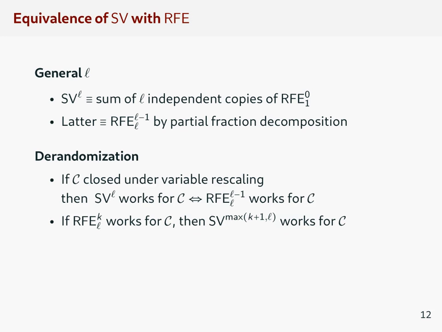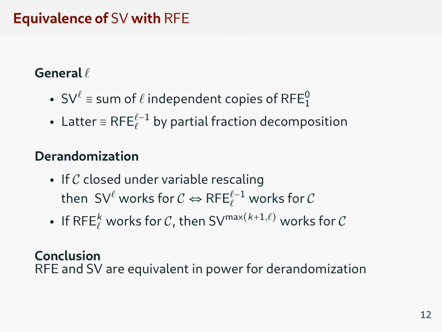You can consider RFE with more general parameters, k and l, and by just increasing k or l as appropriate, you can get to a set of parameters that's equivalent to SV by at most doubling the length of the seed that's necessary. And so for the purposes of polynomial time derandomization, RFE and SV are strongly equivalent.